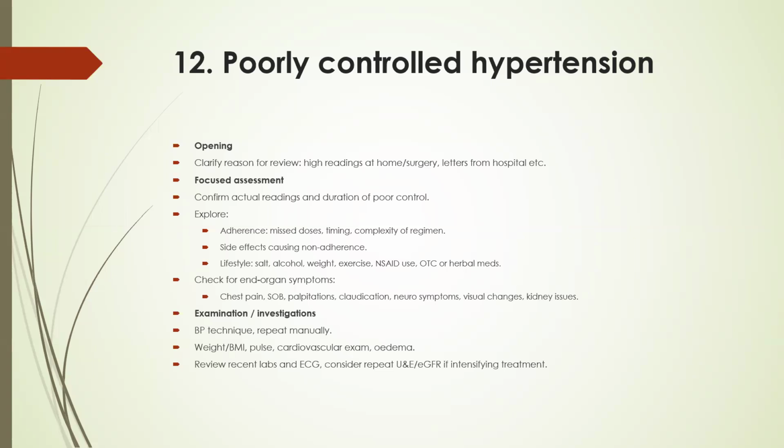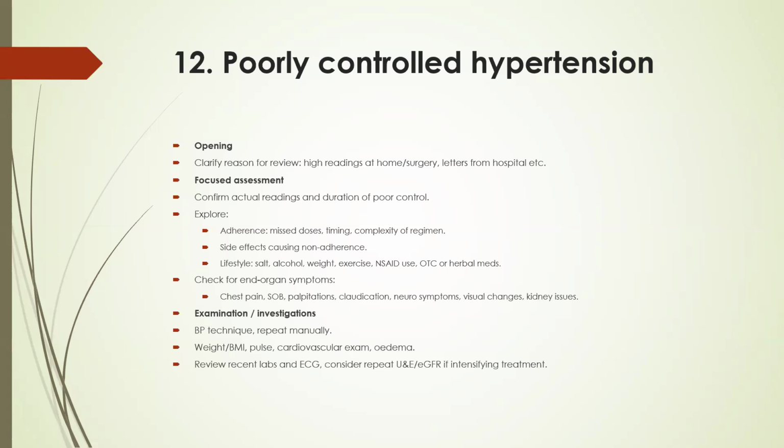Okay. So we have to always check about end organ symptoms, like: do you have any chest pain, shortness of breath, palpitation, or claudication? Based on the patient's age, we have to talk about it. If the patient says, I have headache, we have to talk about neurological symptoms and claudication. If the patient says I have chest pain, we have to talk about palpitation, SOB, and chest pain.